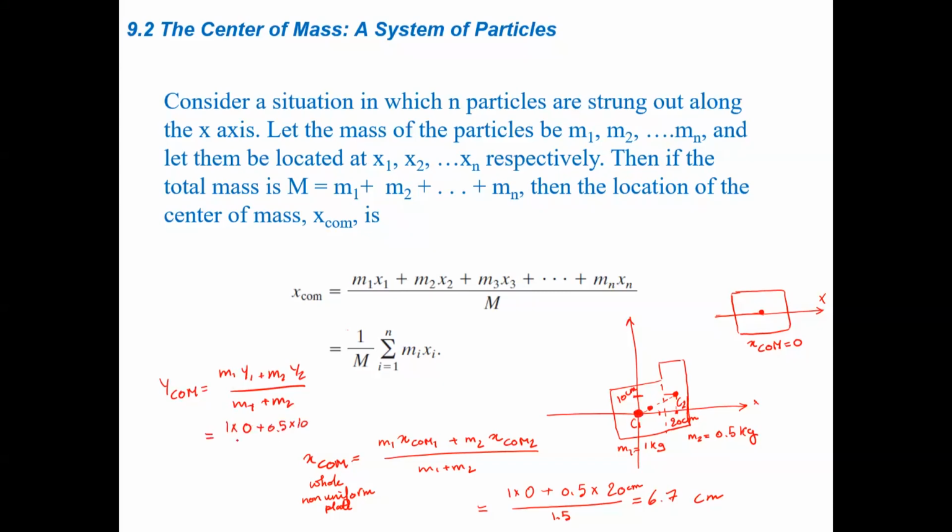Y2 is 10, and I will divide by 1.5. So I got 5 divided by 1.5. This will be 3.3 centimeters. So it makes sense. I already saw it here because I know the center of mass is along the line between these two.